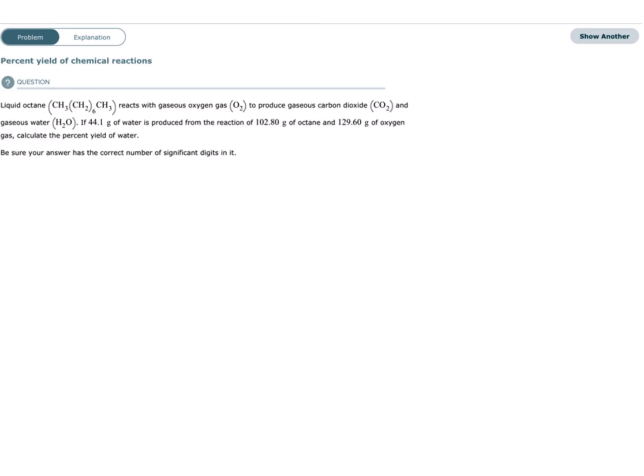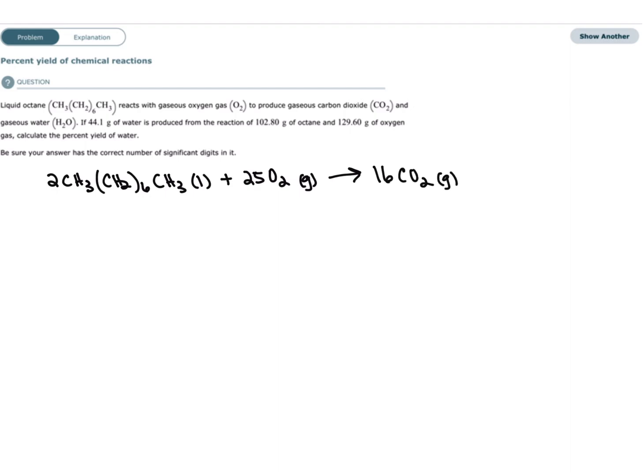In this example, we have octane that reacts with oxygen to produce carbon dioxide and water. So before we can figure out the percent yield, we need to come up with a balanced chemical equation. And this is a combustion reaction. So we have oxygen on the reactants, we have carbon dioxide and water on the products.